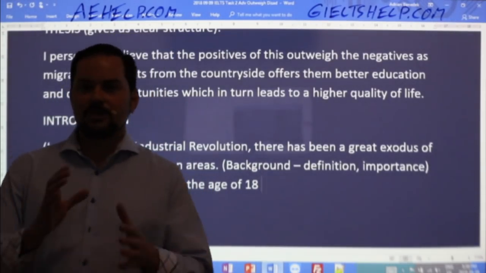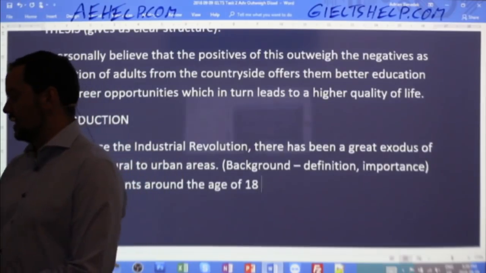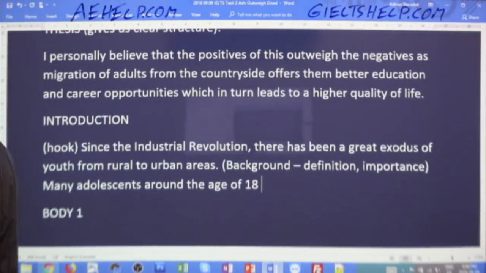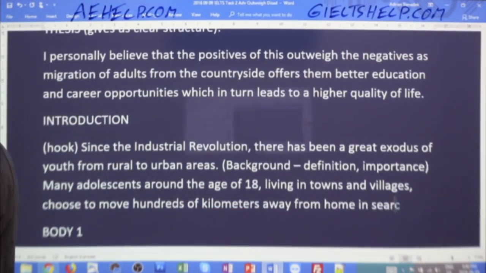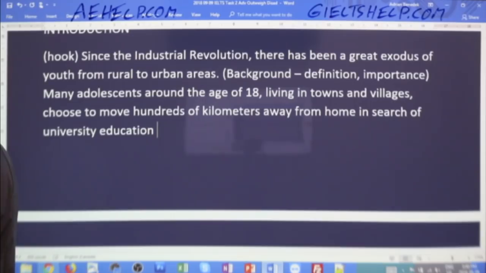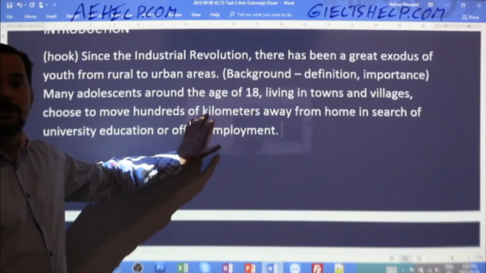I'm really pushing, and I'm starting to get a good feel for the group now, so I'm really pushing you to get to that next level of your thinking and English. So many adolescents around the age of 18 living in towns and villages choose to move hundreds of kilometers away from home in search of university education or office employment. Okay, so that would be one way to give that definition of those terms.